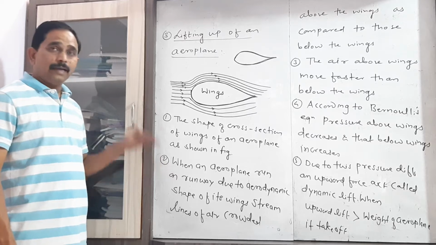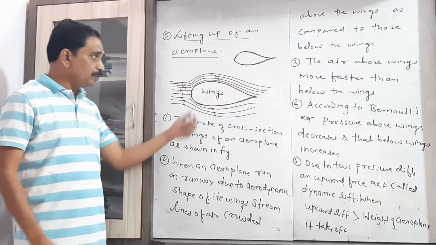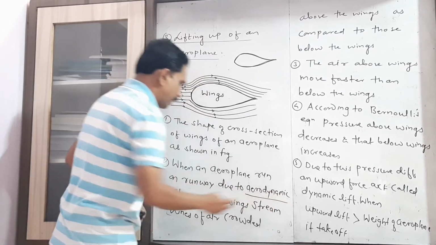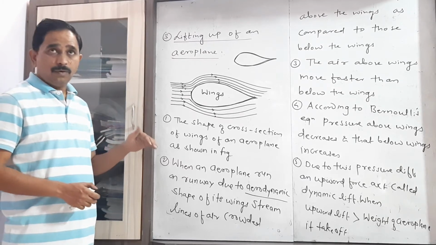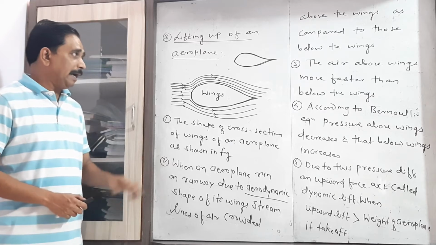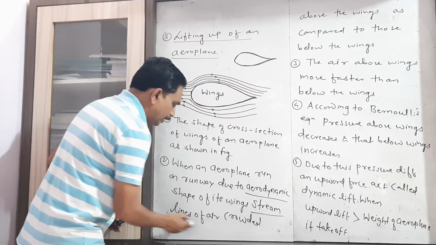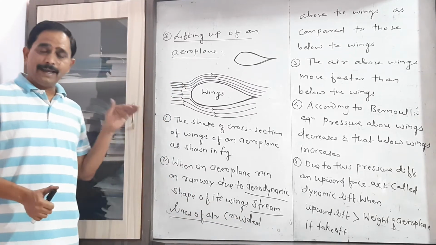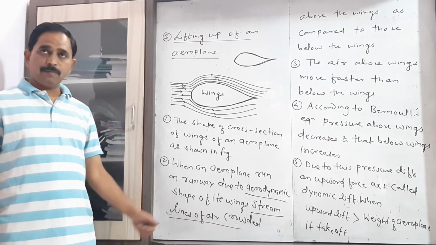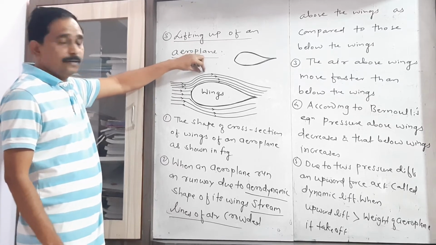Now when the aeroplane runs on a runway, due to this particular aerodynamic shape of the wings, the air flows on both sides of the wings, and different layers of the air form the streamlines. So when an aeroplane runs on a runway, due to the aerodynamic shape of the wings, the streamlines of air are crowded.